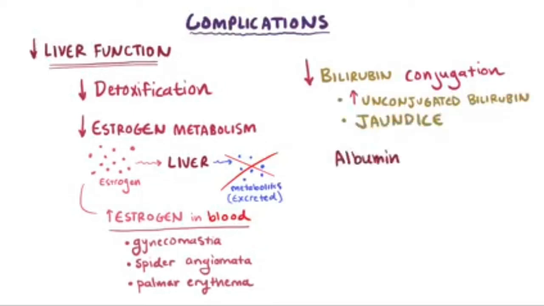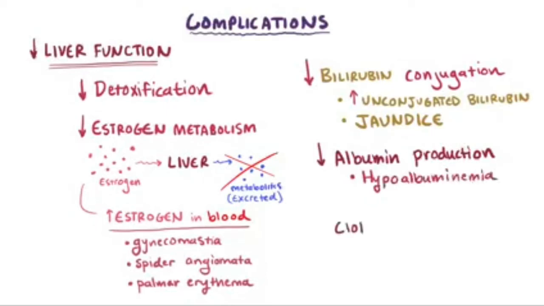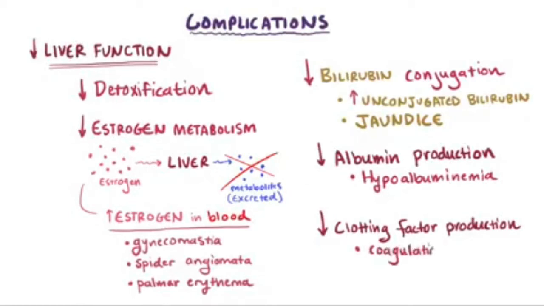Another important job of the liver is producing albumin. Right, you can have a decreased amount of albumin in the blood, or hypoalbuminemia. Finally, the liver helps in making clotting factors, or proteins that help coagulate your blood. So when you aren't producing these coagulation factors, you can develop issues related to your ability to coagulate blood, which you need in order to stop blood loss after an injury, right?